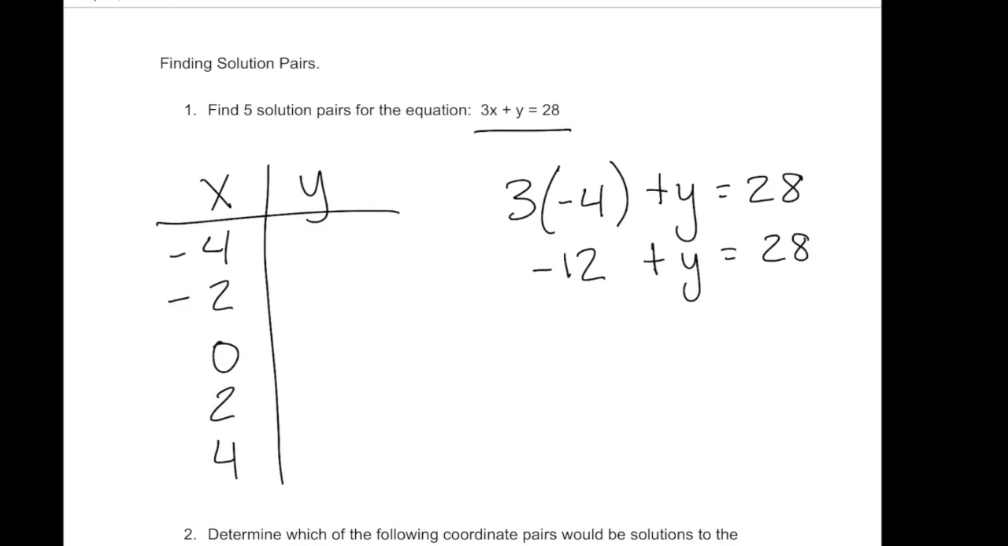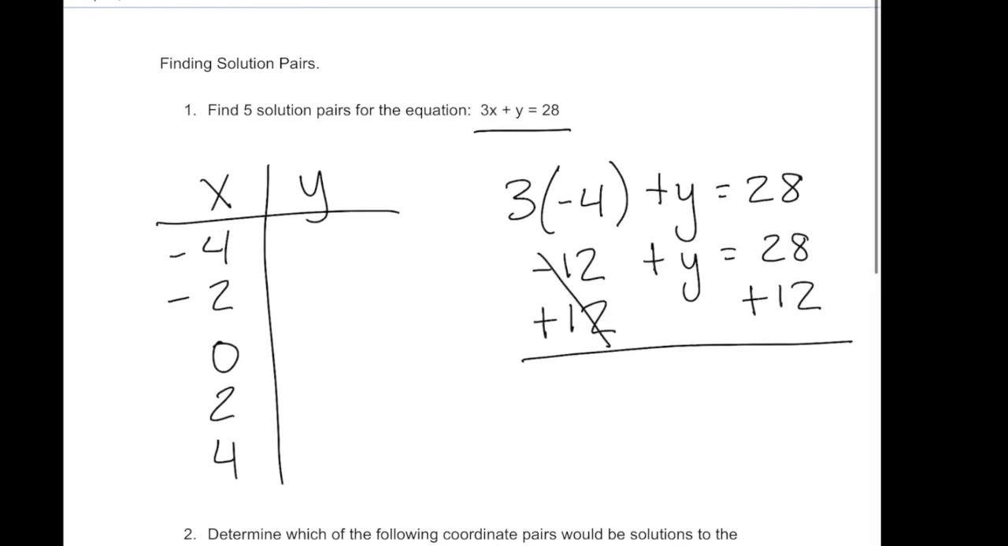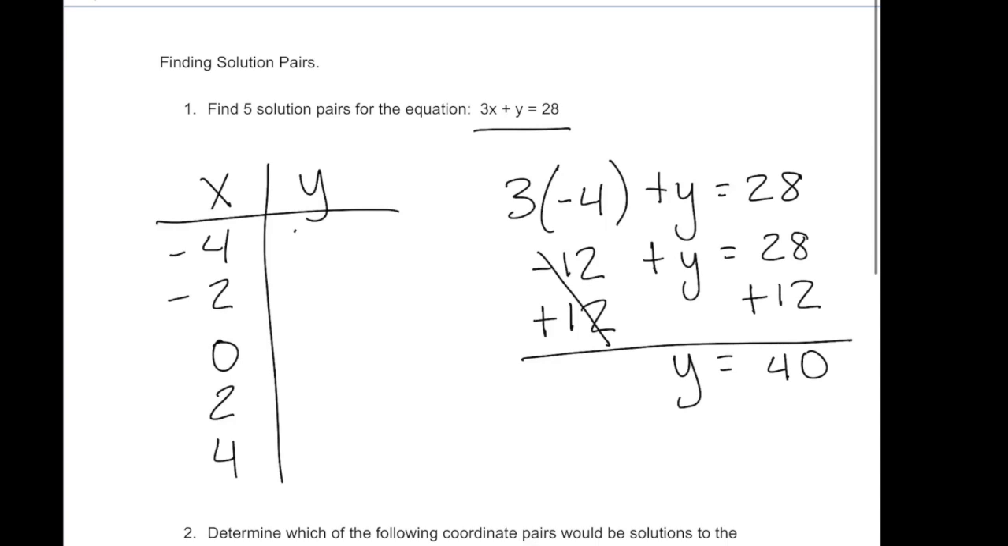Then we need to add 12 to both sides because we have a -12. In order to cancel it out here and get y alone, we have to add it. So our 12s cancel and we're left with y equals 40. So if x is -4, then y is 40.